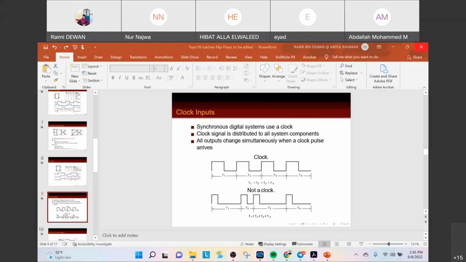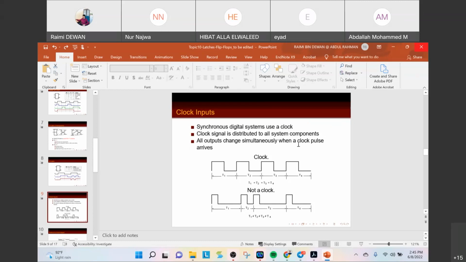Next one is the clock inputs. Synchronous digital systems use a clock. What I mentioned in the beginning of the lecture about the clock: the clock signal is distributed to all system components, so all outputs change simultaneously when we have a clock pulse. Clock is actually a periodical signal, meaning it always has the same period and the same frequency, unless we change it.